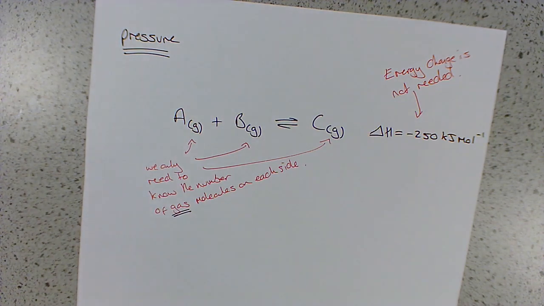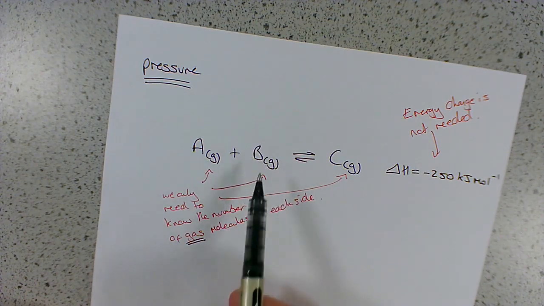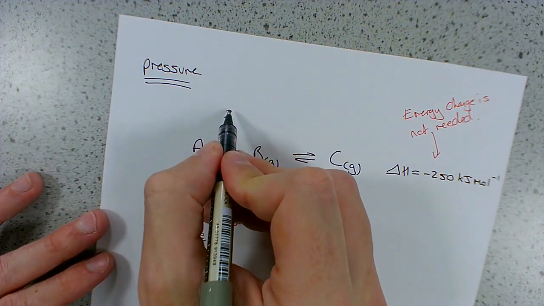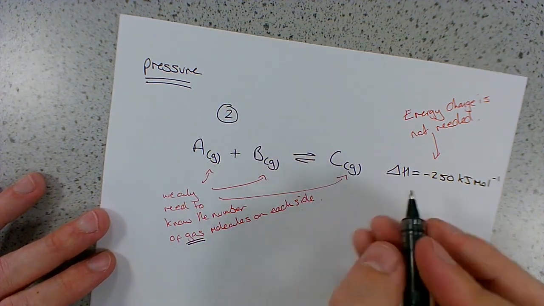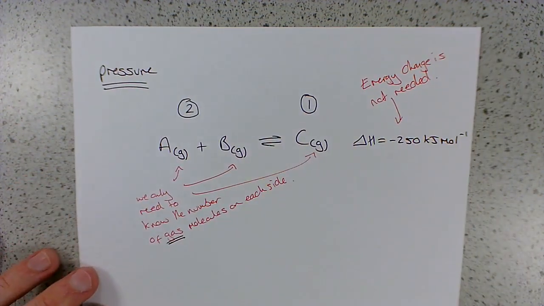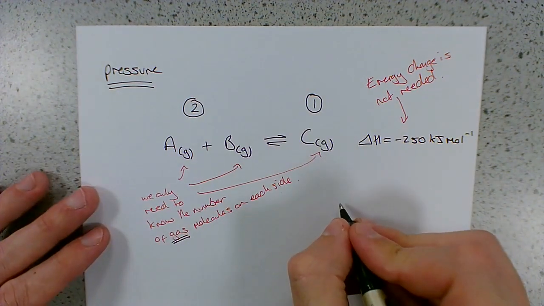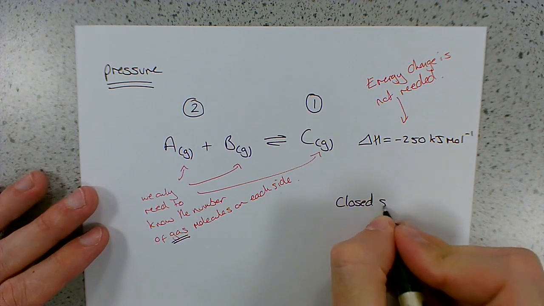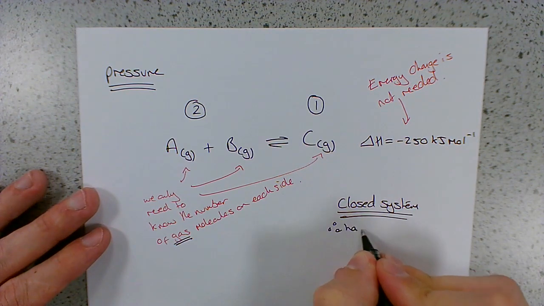So the first thing, when you're asking about the effect of pressure, is you just need to add up the total number of gas molecules on each side of the reaction. On the left, we have one molecule of A and one molecule of B, so in total, we have 2 molecules. On the right, we only have one molecule of C, so we only have 1 on the right. Now, remember, this is in a closed system, so the volume is fixed. So I'm just going to add that here. So it's a closed system, therefore has a fixed volume.